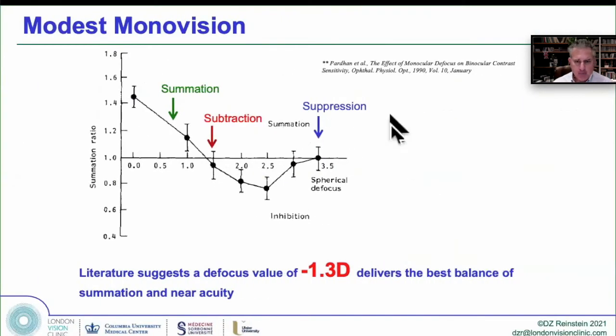And when we look at the Pardon study from 1990, where they looked at how much summation there was, this is the summation ratio of binocular vision versus the anisometropia between the eyes, we see that the graph crosses the line at 1.3 diopters, meaning that if there's a 1.3 diopter difference between the eyes, the distance vision of the distance eye set to plano will be about 110%. There's a little bit of addition from the blur eye to the distance vision. But if you increase the difference between the eyes beyond that, you get the neural subtraction phase of the curve. And once you reach 3.5 diopters of difference between the eyes, the brain just has to suppress the vision completely in order not to feel confusion.